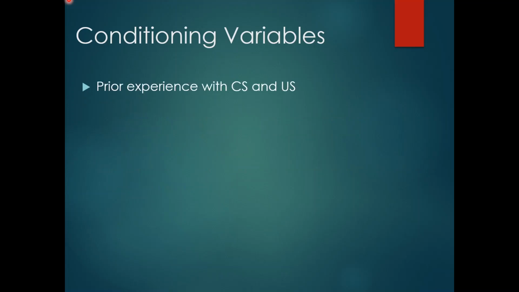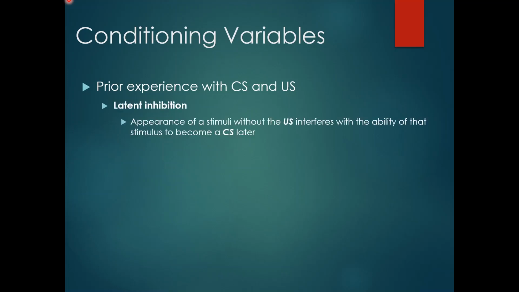Another important variable that I mentioned earlier in this video is prior experience with the conditioned and unconditioned stimuli. There's a phenomenon that can occur called latent inhibition, where the appearance of a stimulus without the unconditioned stimulus interferes with the ability of that stimulus to become a conditioned stimulus later. That's a bit complex. Basically, this means that if you are used to seeing the stimulus without the unconditioned stimulus, it can be very difficult to develop an association with it, and that's called latent inhibition.